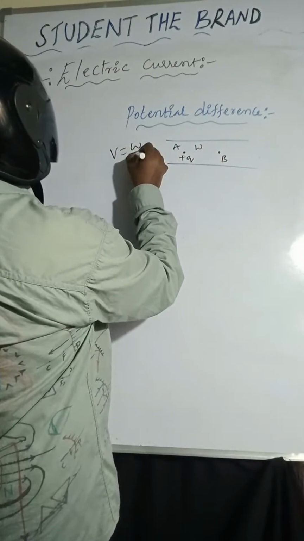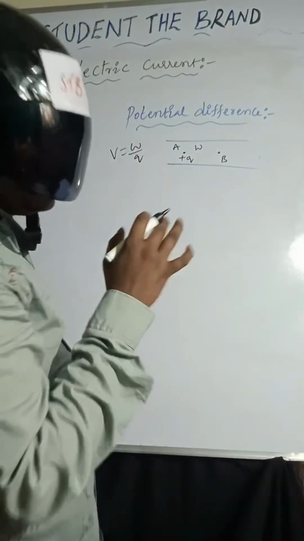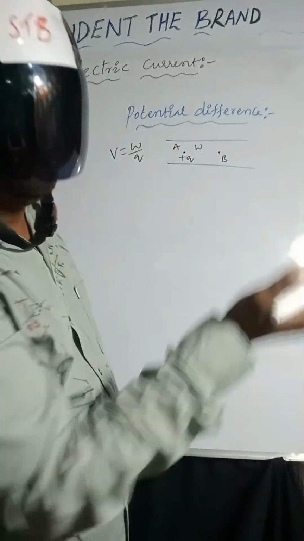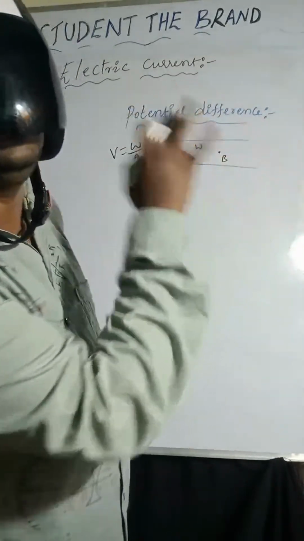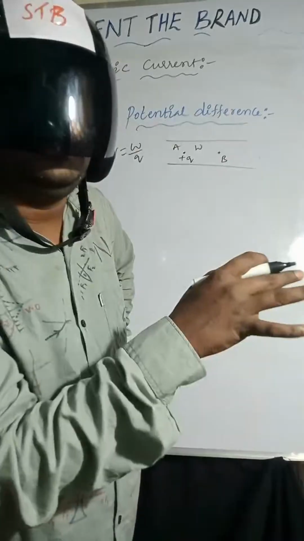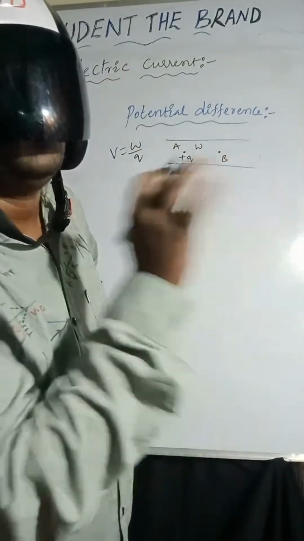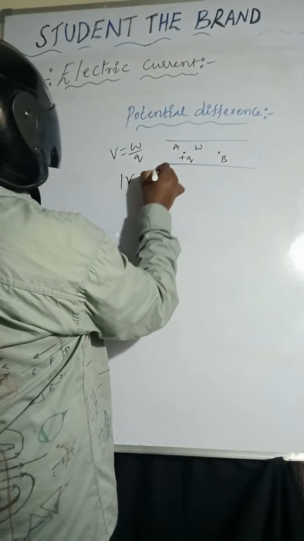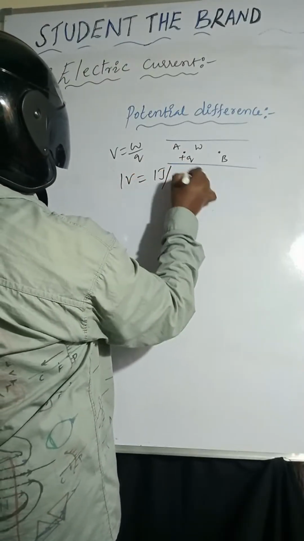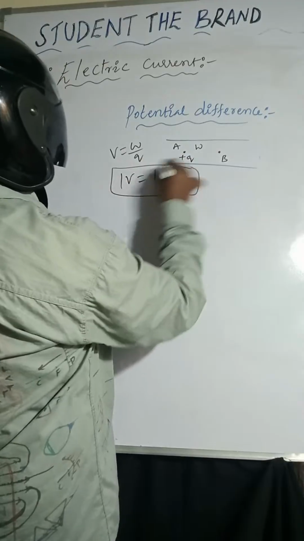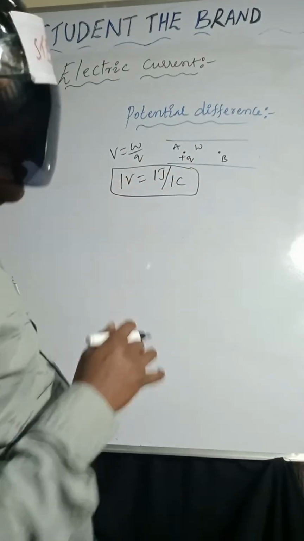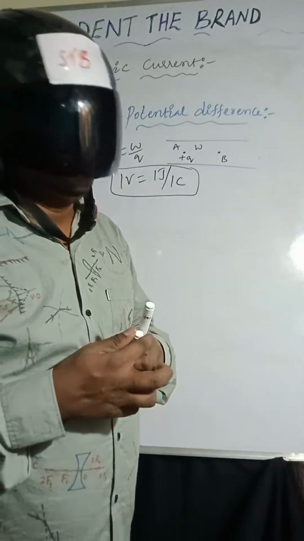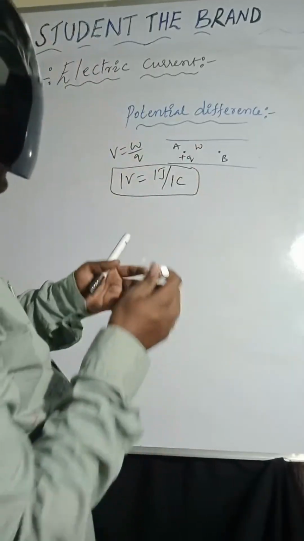V equals W by Q. Work done to bring a unit positive charge from one point to another point within the conductor is called potential difference. V equals W by Q. 1 volt is defined as 1 joule of work done to bring 1 coulomb of charge from one point to another point. That is called potential difference.